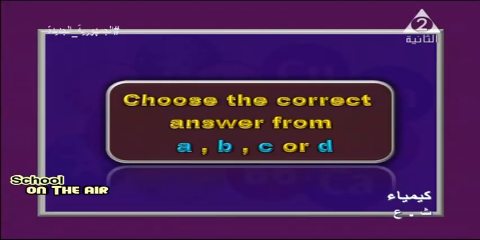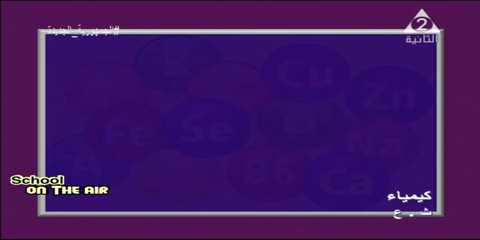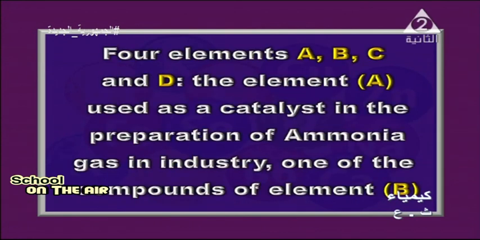First, choose the correct answer from A, B, C, or D. This is multiple choice, which means you must concentrate. The first question: 4 elements A, B, C, and D. The element A is used as a catalyst. Do you know catalyst? Concentrate on this. And this is in the preparation of what? Of ammonia gas in industry.